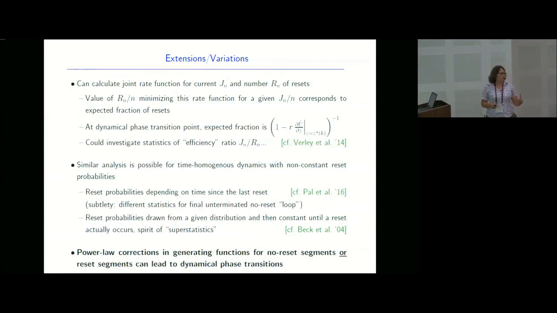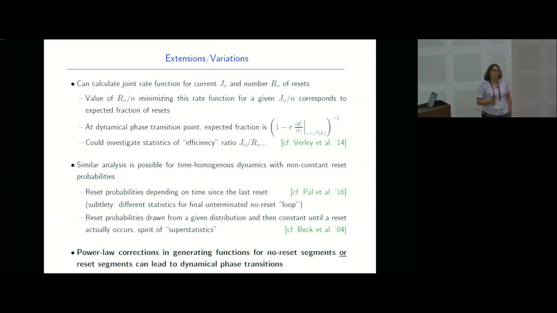On the other hand, you could also take reset probabilities at a constant, but every time you reset, you draw a new reset probability for the next segment. And that's somehow in the spirit of superstatistics. But in all these cases, if you look at the power law corrections in the generating functions for the no reset segments, the U part, and the reset segments, then by this argument, you should be able to predict whether or not you have a dynamical phase transition and the order if you do.